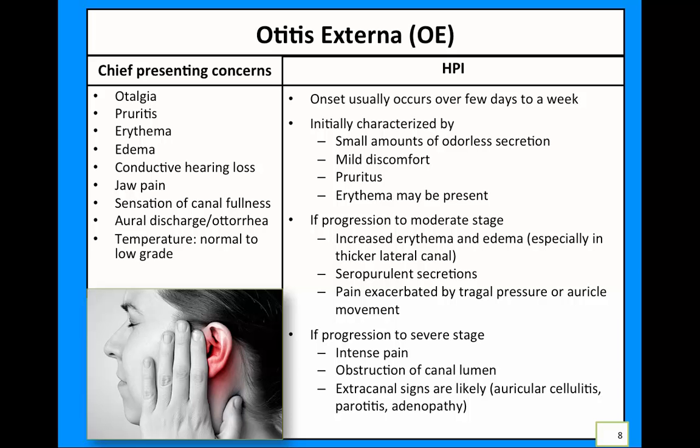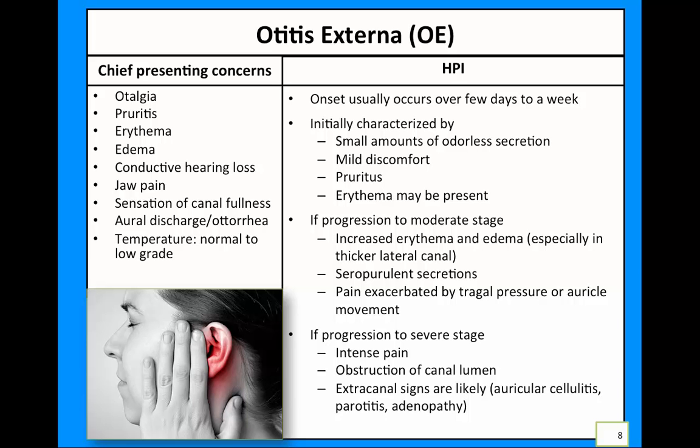Chief presenting concerns include otalgia, pruritus, erythema, edema, conductive hearing loss, jaw pain, sensation of canal fullness, aural discharge or otorrhea, and normal to low-grade temperature. History of present illness: the onset usually occurs over a few days, about 48 hours or so, to a week. Initially, it is characterized by small amounts of odorless secretion, mild discomfort, pruritus, and erythema.